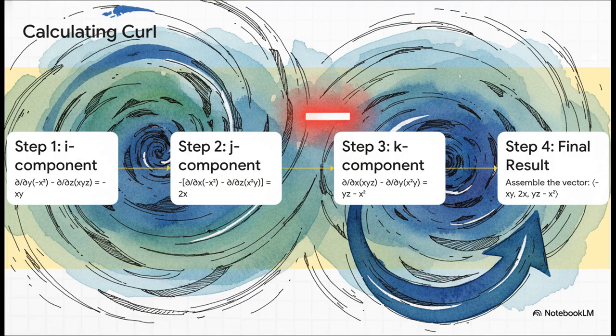Okay, let's walk through this piece by piece. For the i component, we get negative xy. Now, for the j component, and listen up because this is where everyone gets tripped up, remember the rule for determinants means we have to subtract this whole piece. So that extra negative sign flips things around, giving us a positive 2x. And finally, the k component works out to yz minus x squared. We just put those 3 pieces together, and there's our final curl vector.